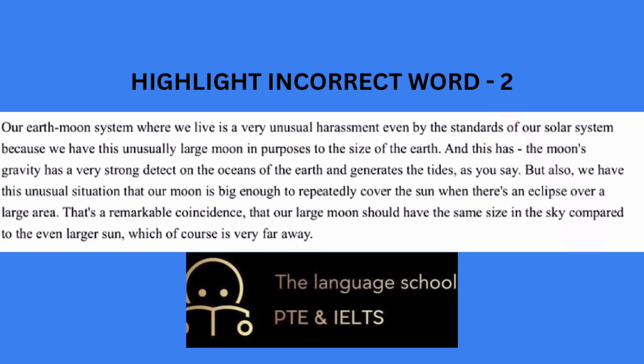Our Earth-Moon system where we live is a very unusual arrangement even by the standards of our solar system, because we have this unusually large moon in proportion to the size of the Earth. And the moon's gravity has a very strong effect on the oceans of the Earth and generates the tides, as you say. But also, we have this unusual situation that our moon is big enough to completely cover the sun when there's an eclipse over a large area. That's a remarkable coincidence, that our large moon should have the same size in the sky compared to the even larger sun, which of course is very far away.